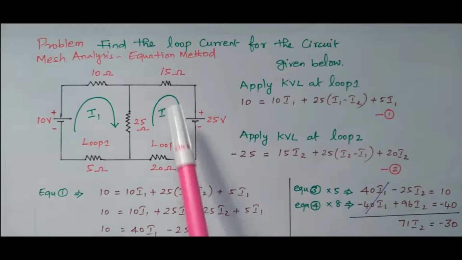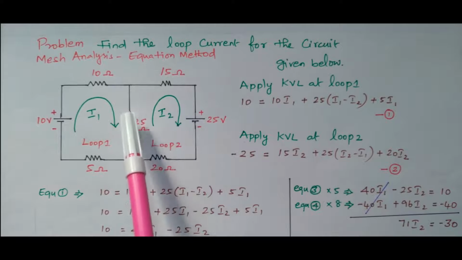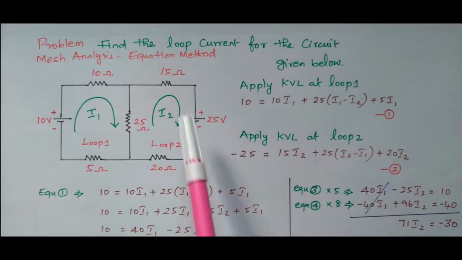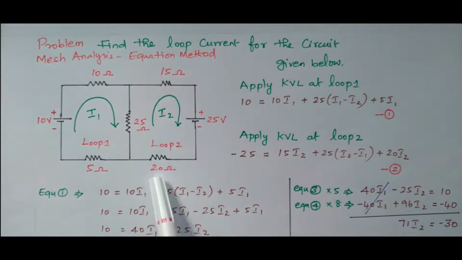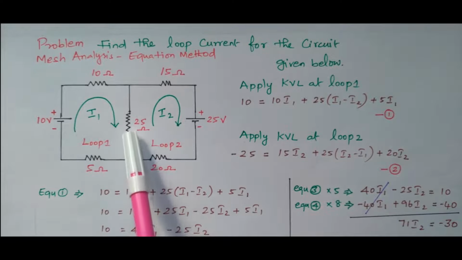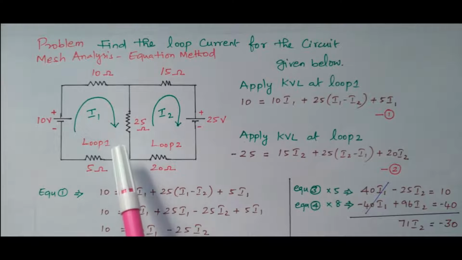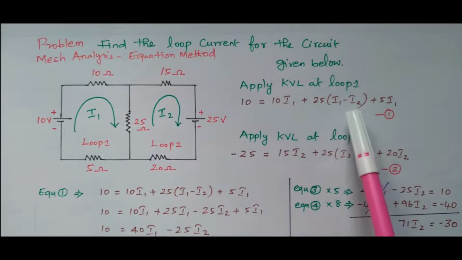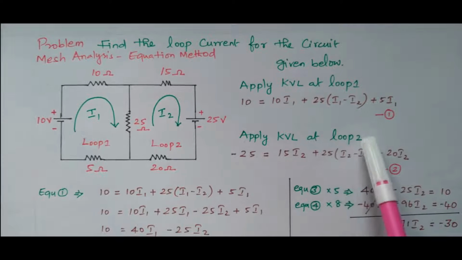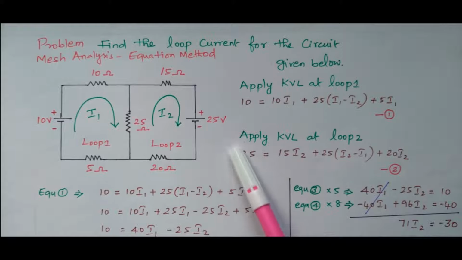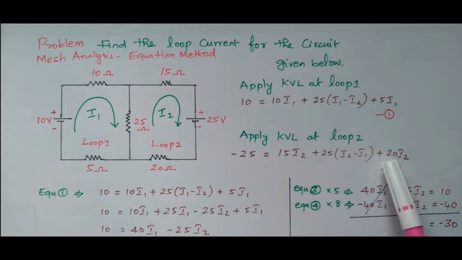What is the potential drop? There are 3 resistors available: 15 ohm, 25 ohm and 20 ohm. In the 15 ohm only I2 is flowing, so 15 into I2. In the 20 ohm also only I2 is flowing, so 20 into I2. But in the 25 ohm both I1 and I2 are flowing, and we already saw that they are opposite. In the previous case we took I1 minus I2, while considering loop 2 we need to take I2 minus I1. So this is the potential applied, and this is the potential drop across the second loop. We take this as equation number 2.